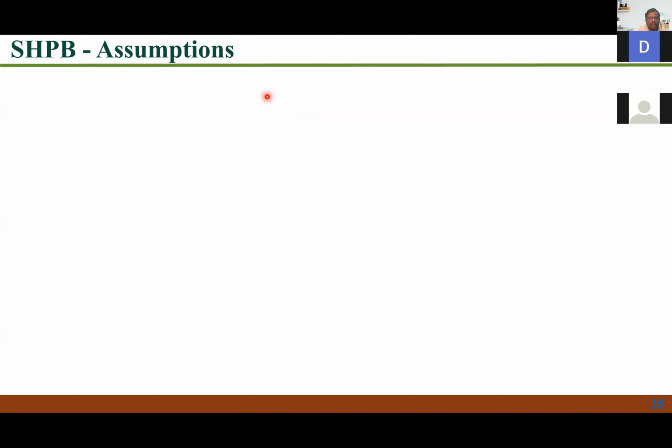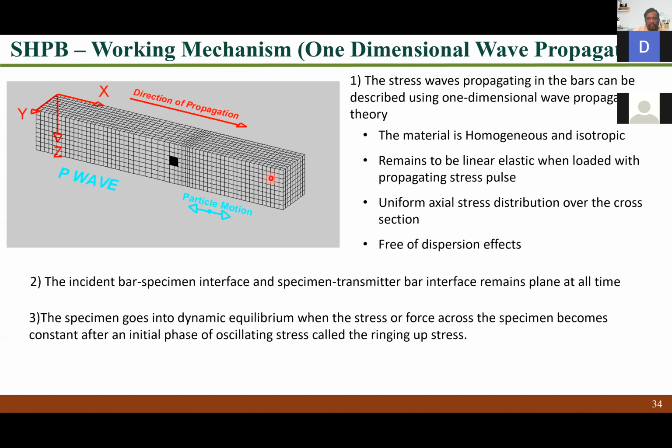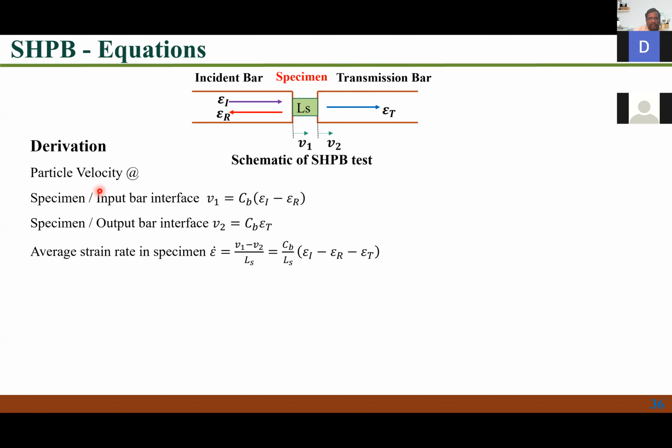Yeah, if you see here, this is the particle motion, right? So this is the way the wave is propagating, but the particle is oscillating like this. So if you look at the particle velocity at this interface, I can calculate the particle velocity at the specimen-input bar interface. This is the wave propagation speed times epsilon I minus epsilon R, because this strain is coming in the opposite direction. You subtract it and calculate with the wave propagation speed.